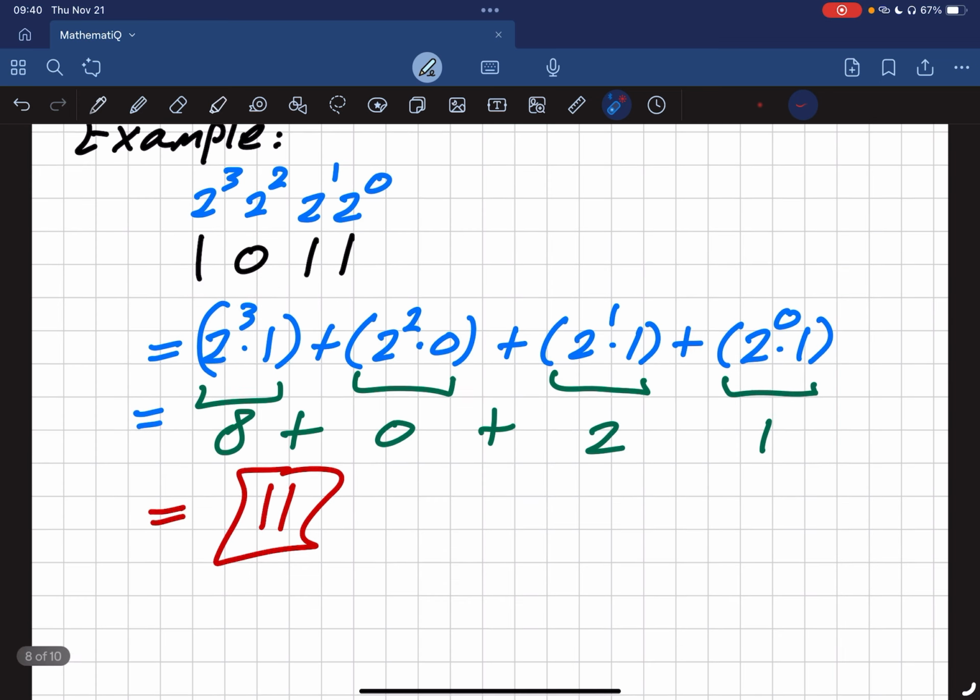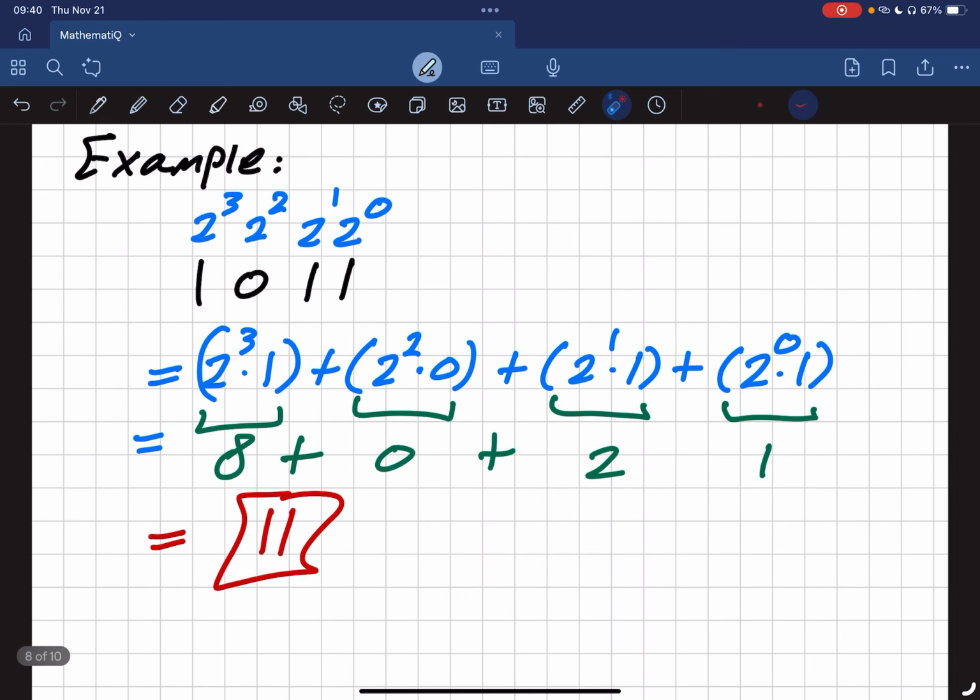Okay, so here we have the binary number 1, 0, 1, 1. Once again, similar to how we did it in the base 10 number, which is just the regular number system that we use on a day-to-day basis, we're going to put the number multiplied by its weight, and we're going to add it together. So as you can see, you have 1 times 2 to the 3, 0 times 2 to the 2, 1 times 2 to the 1, and so on.